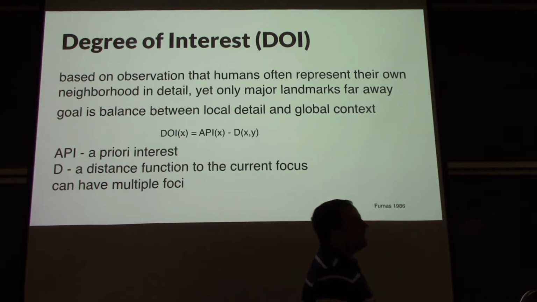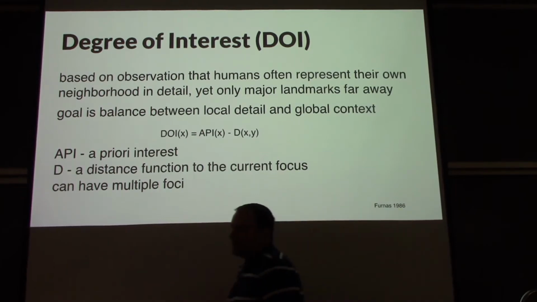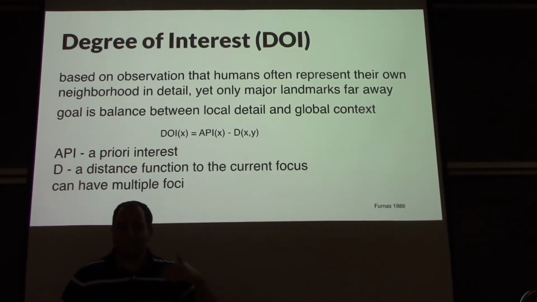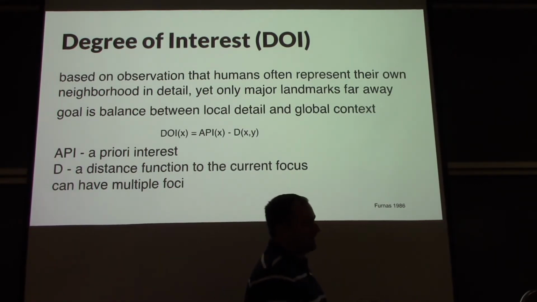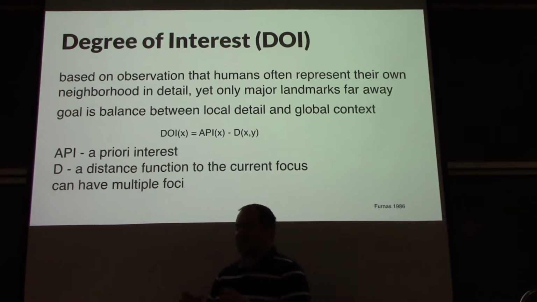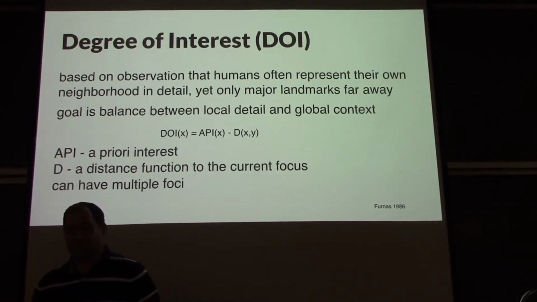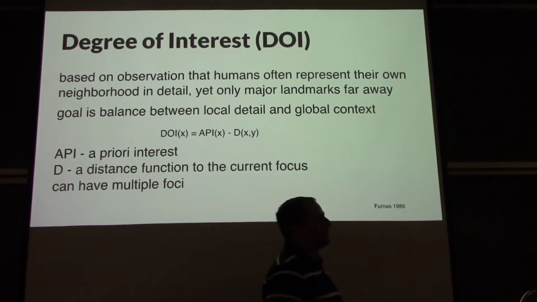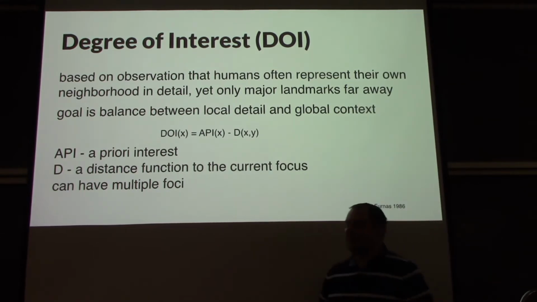This degree of interest is an important concept that is also a favorite exam question. Degree of interest is a general concept where we define that we have something that we care about a lot, and then other things that we don't care as much about. And degree of interest captures this in two terms. There is the a priori interest, and then the distance.